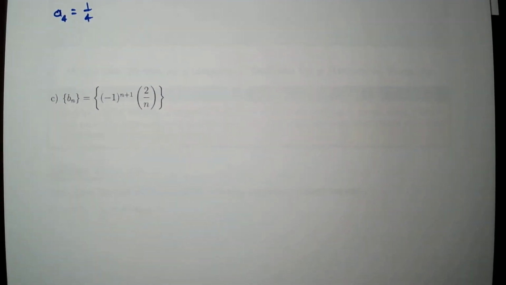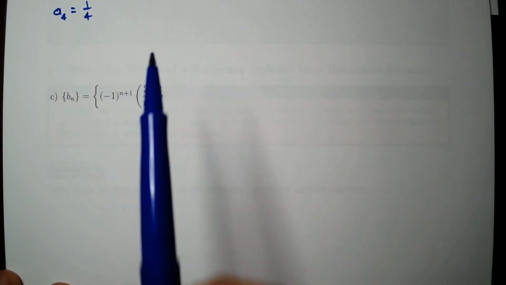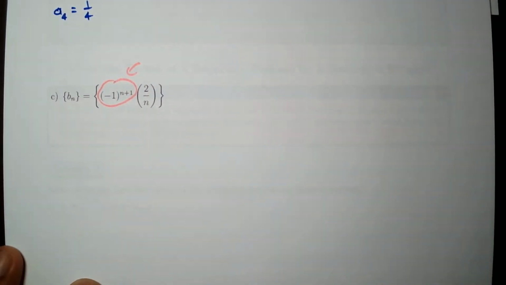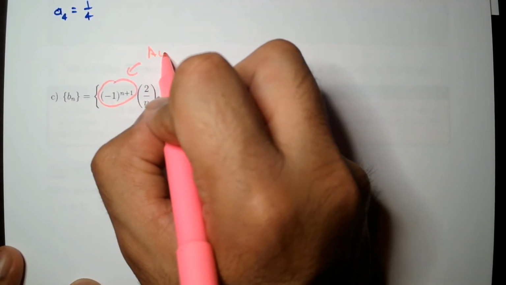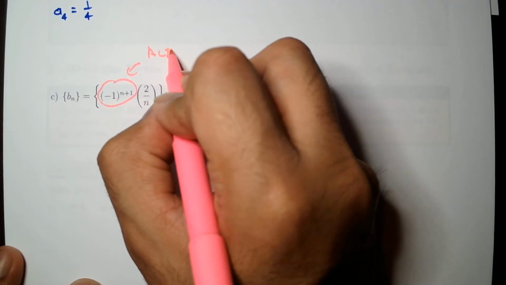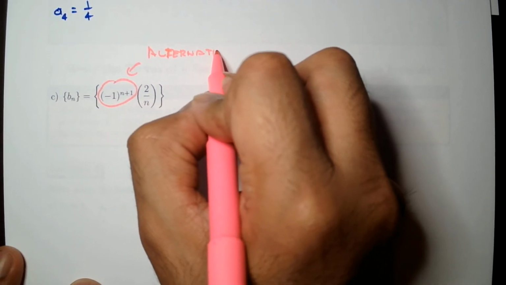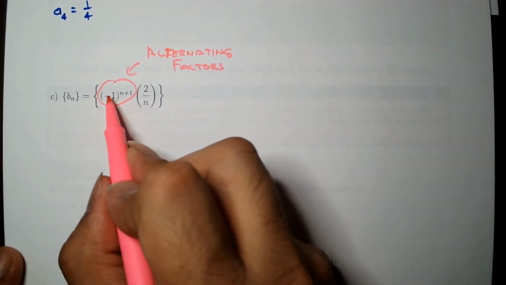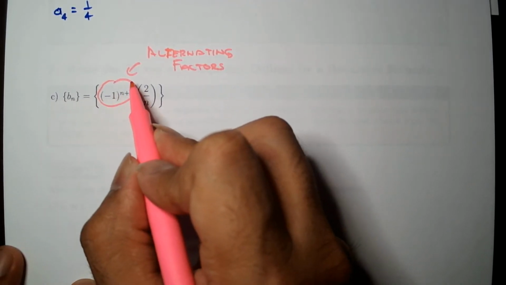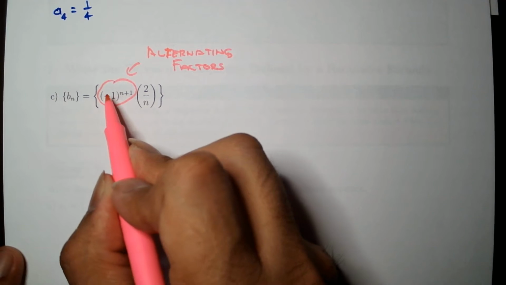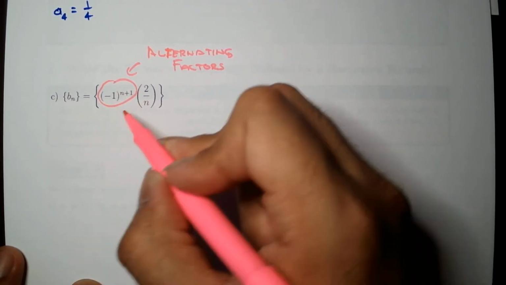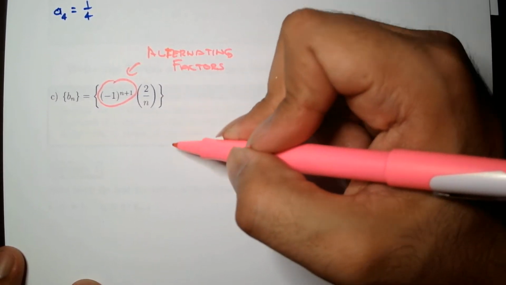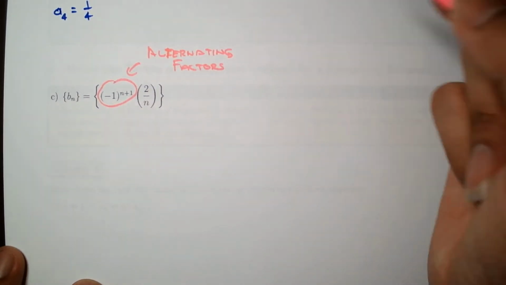All right, let's look at letter C, B sub n. This one factor right here will be very important to highlight. These factors are typically called alternating factors. They are alternating because, depending on the parity of the exponent, this -1 may become a 1 or a -1, and that negative or positive is going to make this sequence of numbers alternate sign.